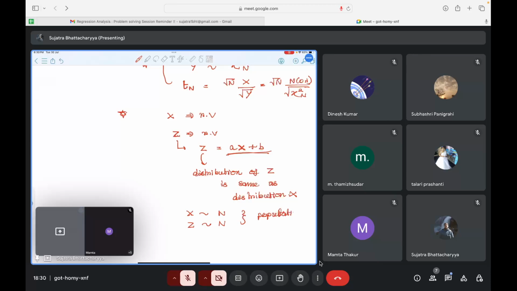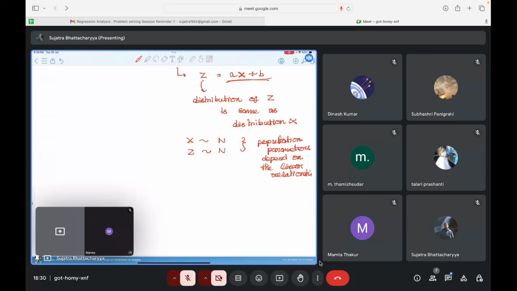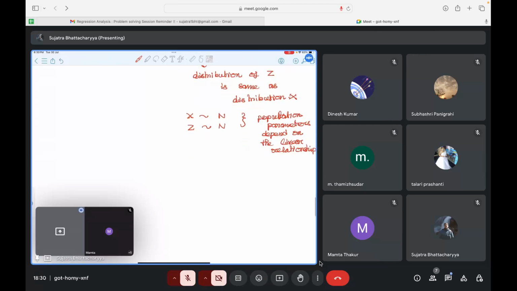Population parameters depend on the linear relationship. Okay, this is another thing which we will be using. Okay, fine. This is one of the things which I wanted to show.